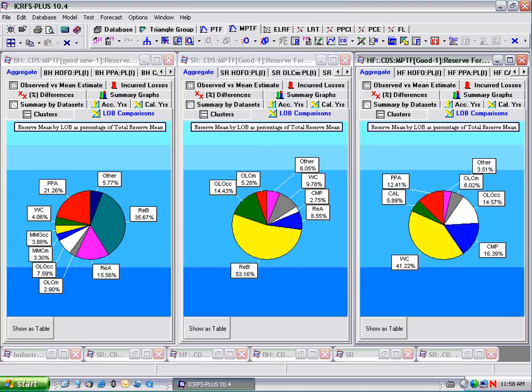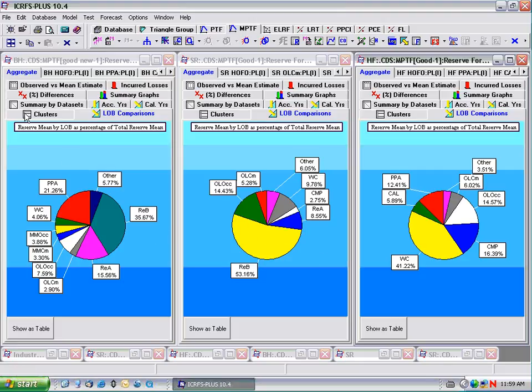Well, let's see. Now, for Hartford, WC is a big proportion of its reserves, whereas for the Swiss Re, it's OEB. It's also OEB actually for Berkshire Hathaway. If you look at PPA, it must be in others here for Swiss Re. You can tell that's SR, BH, the labels are on the top, HF, top bar, and so on.